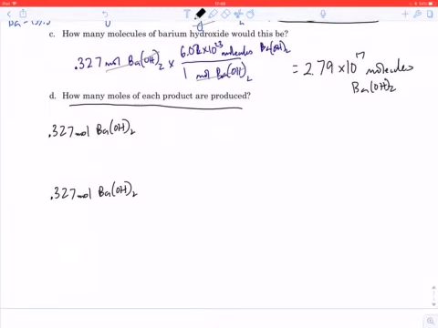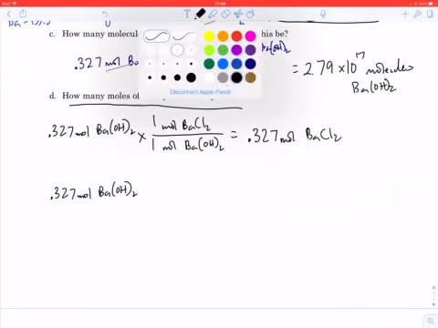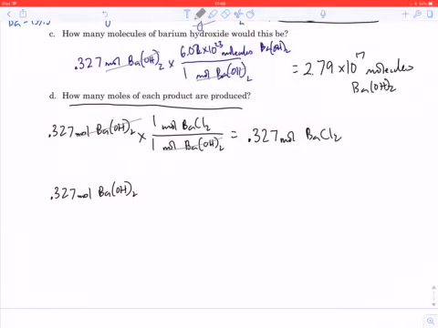So I know that for every 1 mole of BaOH2, I'm going to make 1 mole of BaCl2, which I know, really advanced arithmetic here, is 0.327 moles of BaCl2. Again, you can keep track of everything. I know it seems obnoxious, but everything needs to cancel. You need to be left with one set of units and one set of molecules.